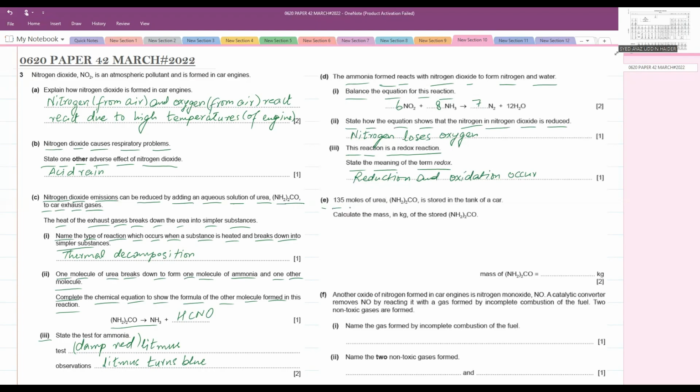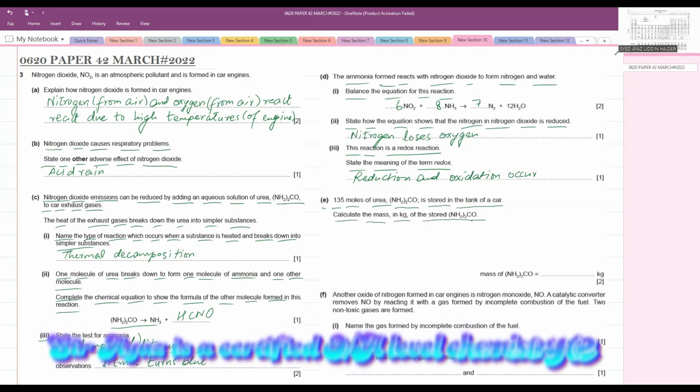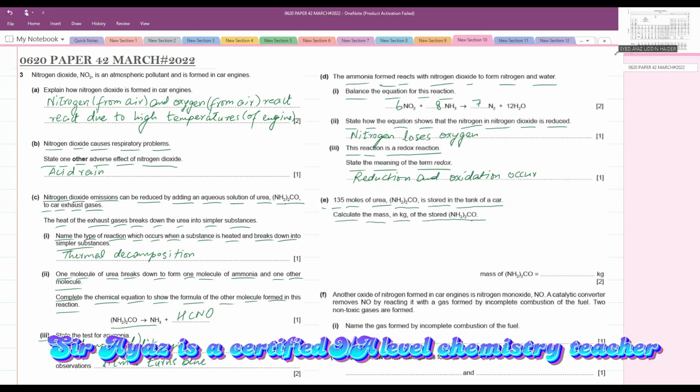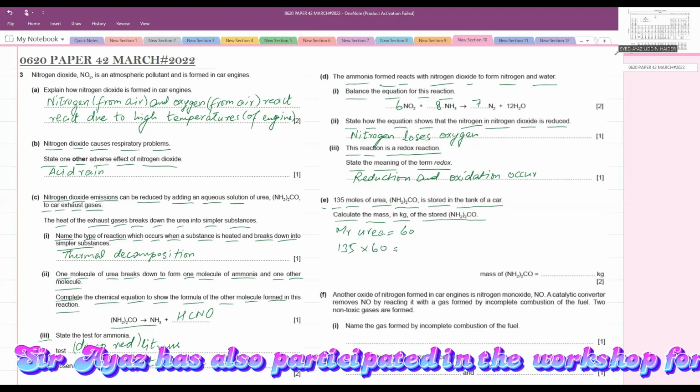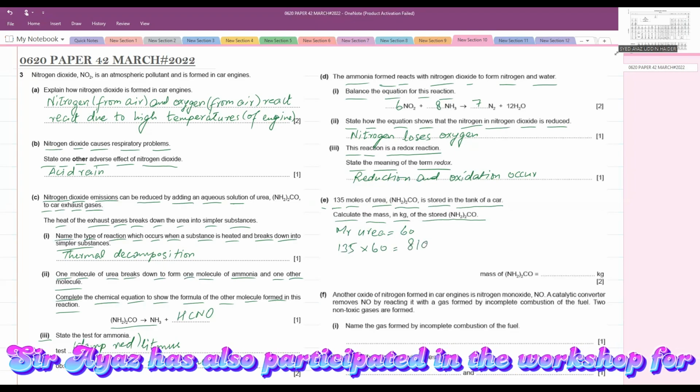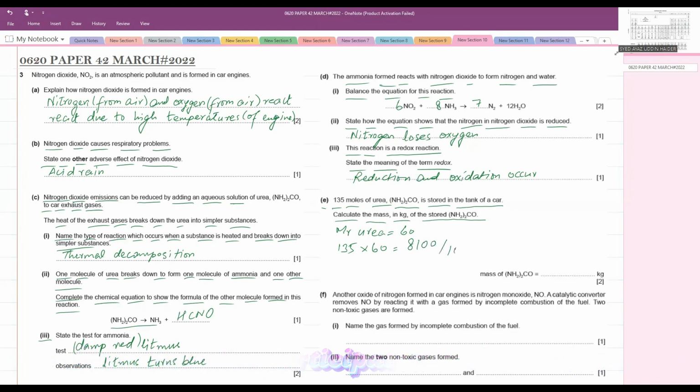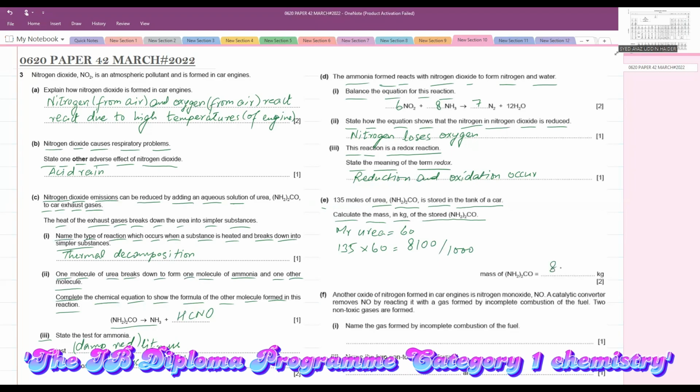Now, in E, 135 moles of urea, NH2 twice CO, is stored in the tank of a car. Calculate the mass in kilograms of the stored urea. Here, just multiply the number of moles with the Mr of urea, which is 60. The answer obtained is in grams, so divide by 1000 to get the answer in kilograms. Mr of urea is 60, 135 multiplied by 60, divided by 1000. You get 8.1 kilograms.